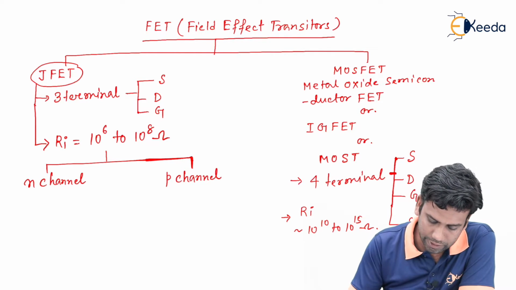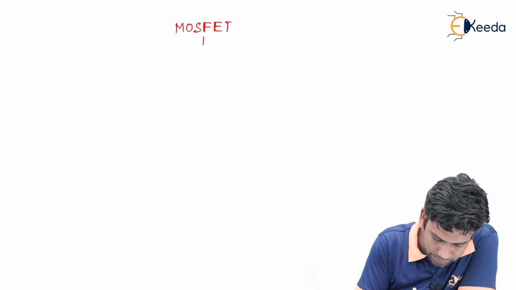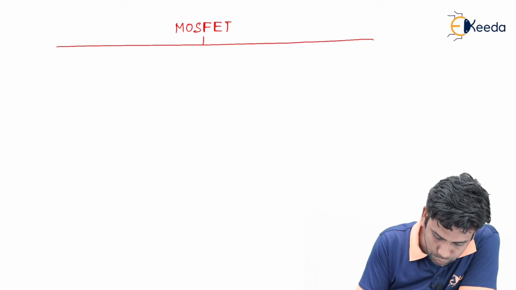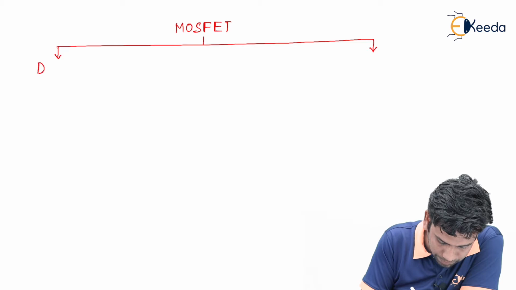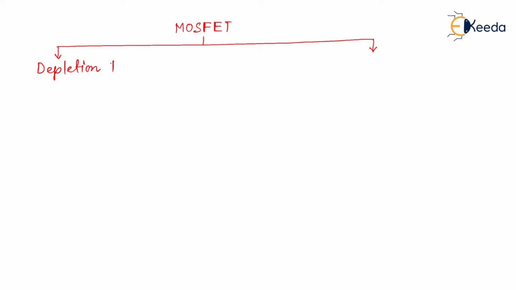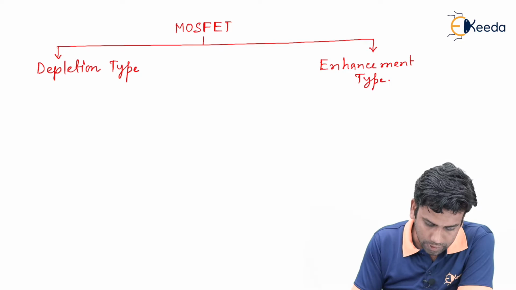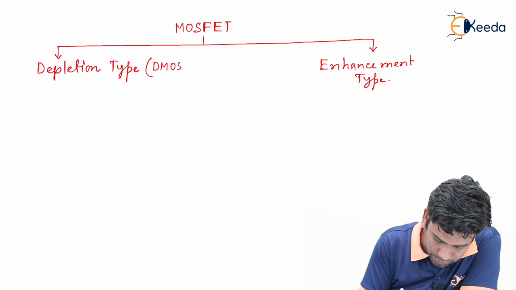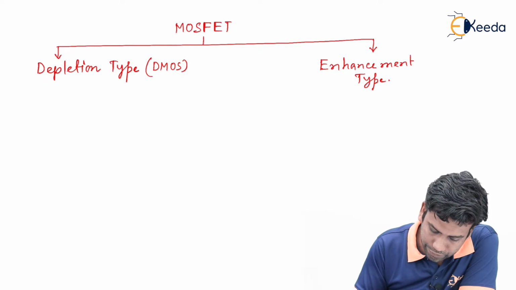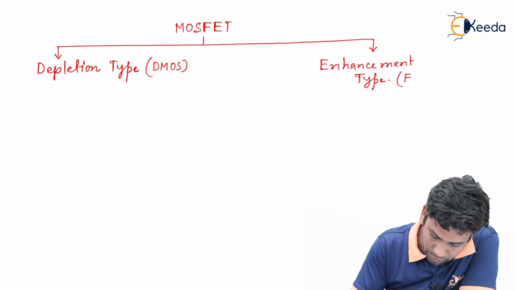Now let us classify this MOSFET. These MOSFET devices can be classified into two groups. First one is depletion type MOSFET and second one is enhancement type MOSFET. The depletion type MOSFET is denoted by DMOS and the enhancement type MOSFET is denoted by EMOS.